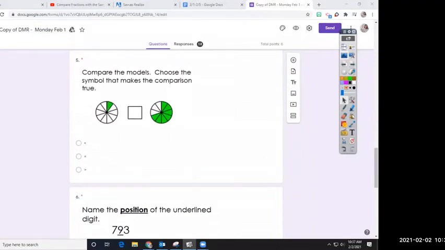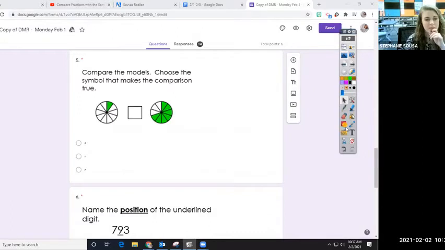5, compare the models. Choose the symbol that makes the comparison true. Remember, I showed you this yesterday. You can trace the outside of that shape. That's tiny. Look how long this one is. There is definitely more green over here. So this is 1, 2, 3, 4, 5, 6, 7, 8, 9, 10. 1/10. This is 7/10. 7/10 is more, so you should have selected the first option. 1/10 is less than 7/10. Any questions on that one? All right.